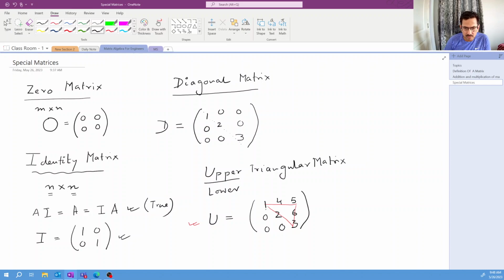Now, what about the lower triangular matrix? I think by this time you have already understood this, nothing major. In this case, it will again be 1, 2, 3. Your upper values will all be 0, but your lower values will have values. So this is the lower triangular matrix, because if we draw a line, it forms a lower triangle. So upper and lower is clear.